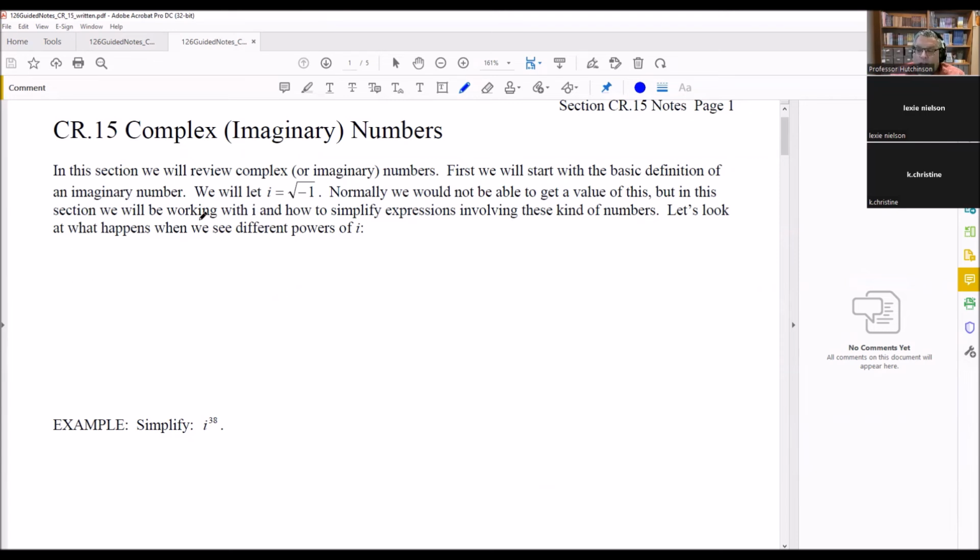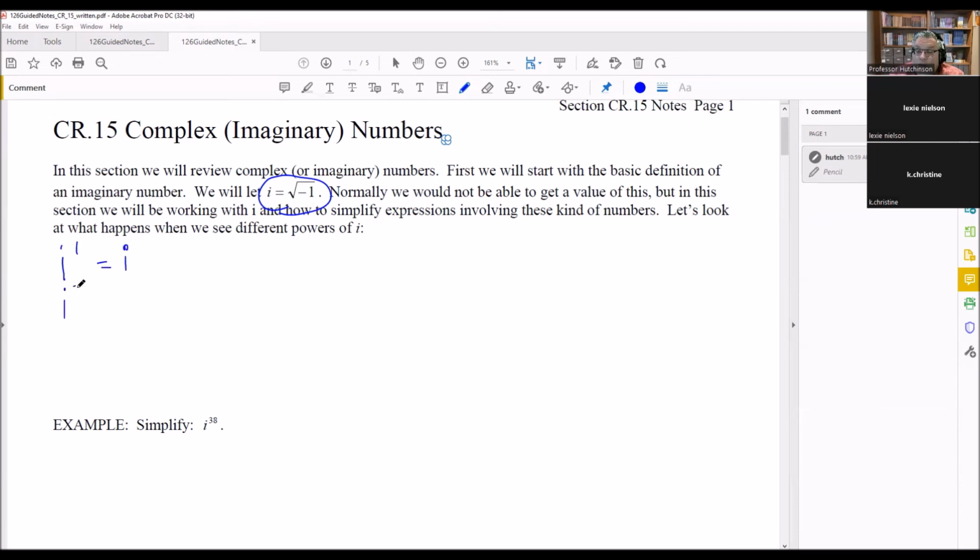Okay, so this part is the first definition that we're going to say. We're going to say that i is equal to the square root of -1. Now we know that we can't take the square root of -1. That's not a real number. So i is called an imaginary number, or sometimes it's also called a complex number. Of course, if I take i to the first power, I just get i.